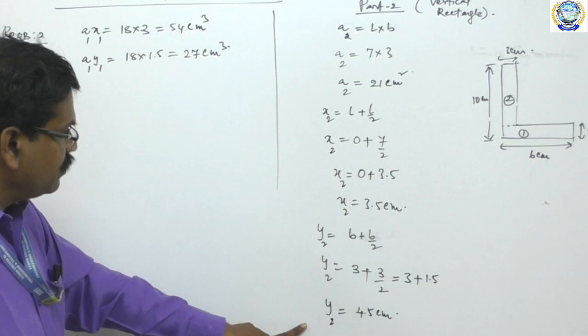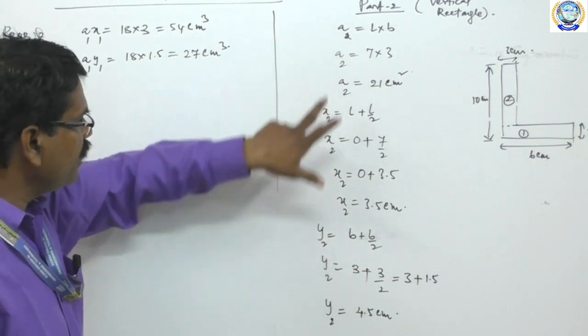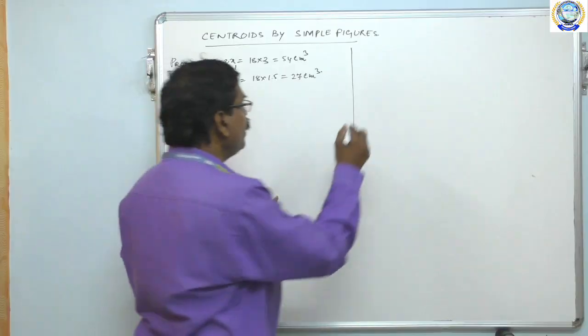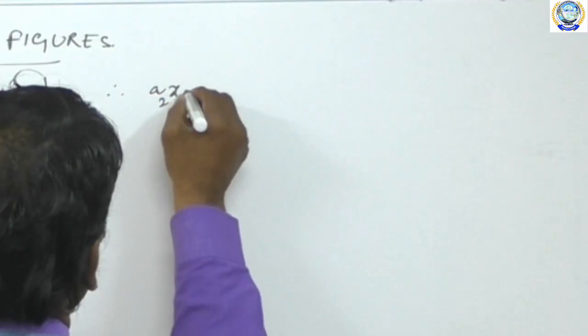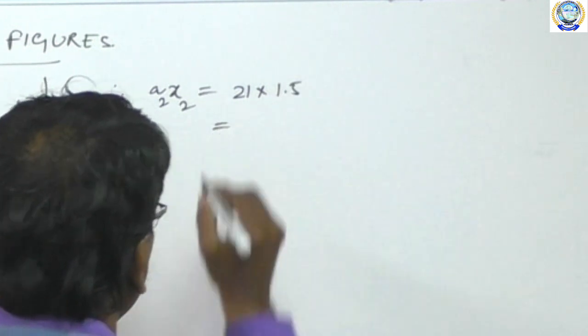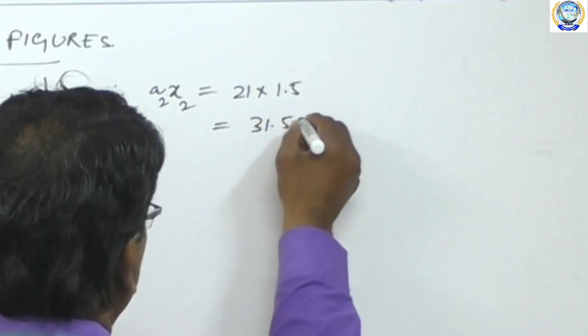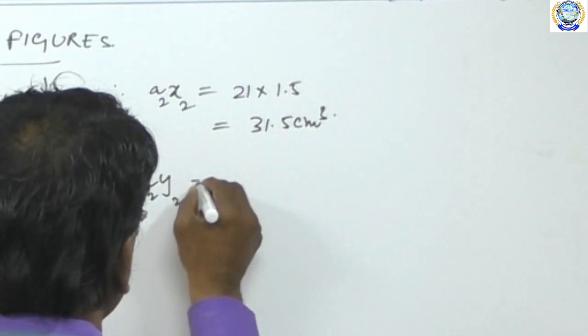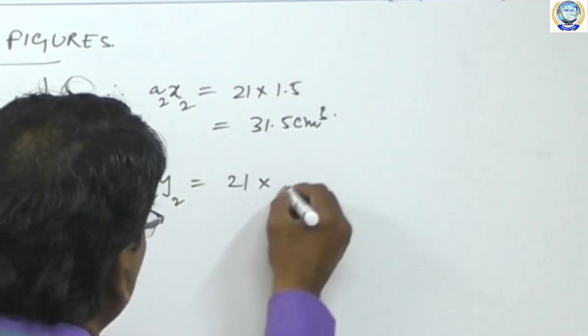Using X2 and Y2, we need to find A2X2 and A2Y2. That we will see. Therefore, A2X2 is equal to 21 into 1.5. That implies 31.5 centimeter cube. And A2Y2 is equal to 21 into 4.5.